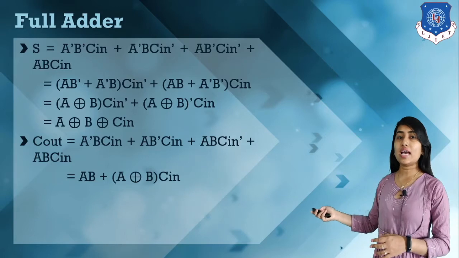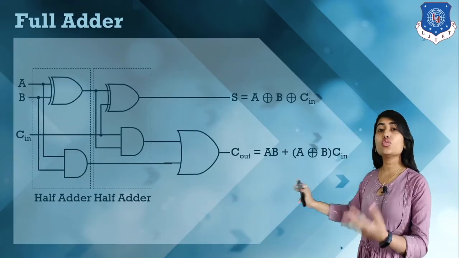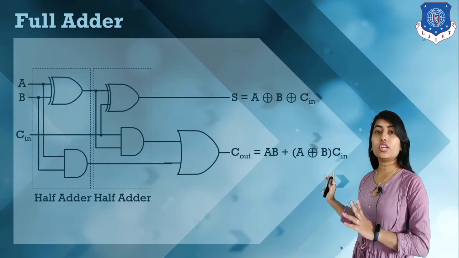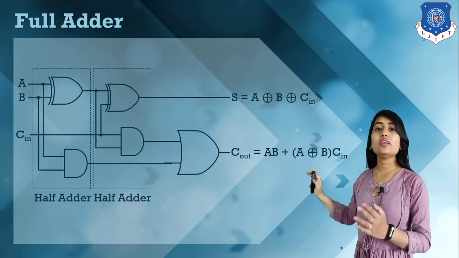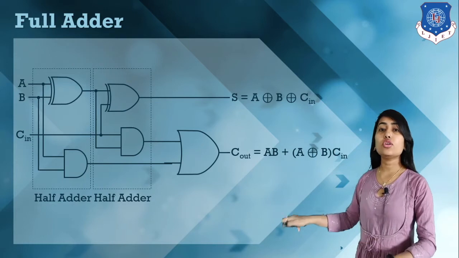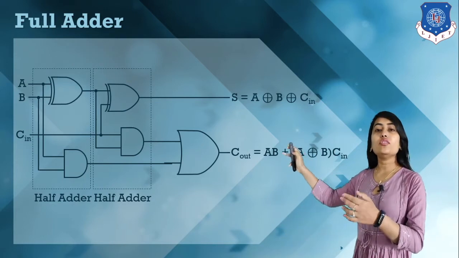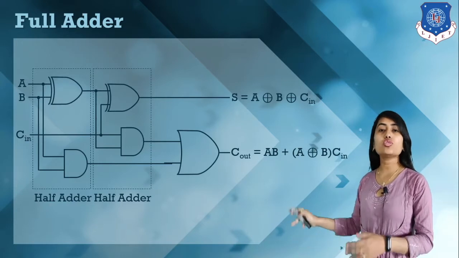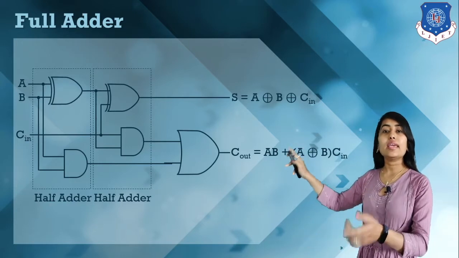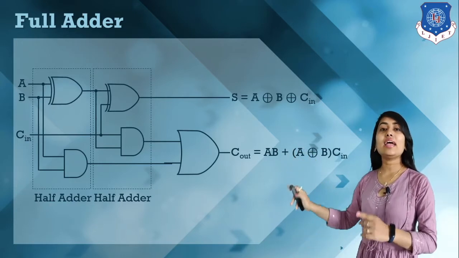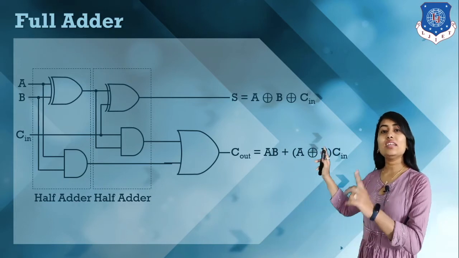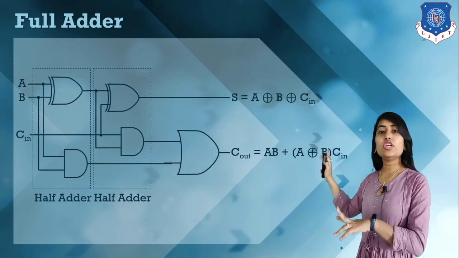So here we have a full adder circuit. We can design a full adder with 2 half adders and 1 OR gate. Here is the first half adder: we have A and B going through XOR, and A into B. The XOR output is given to the next XOR.